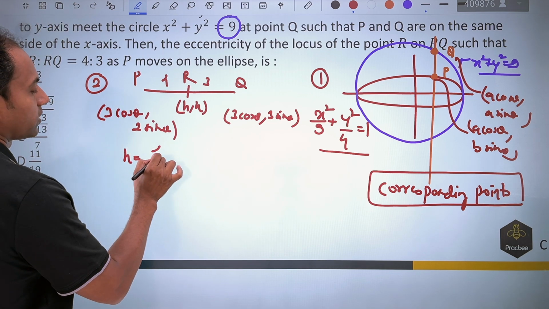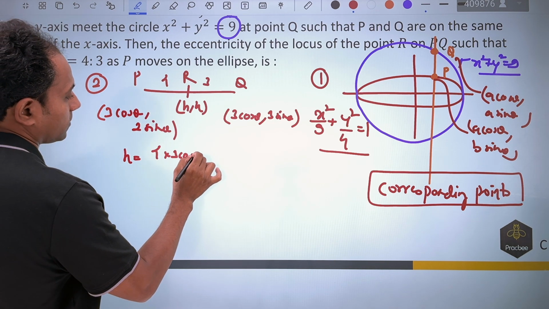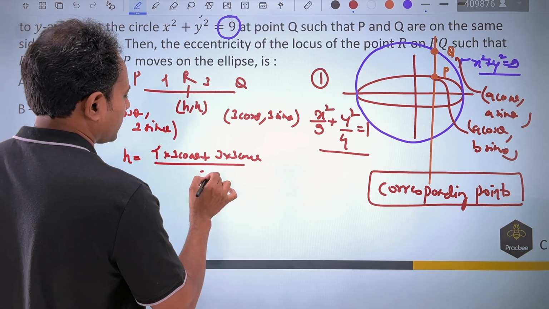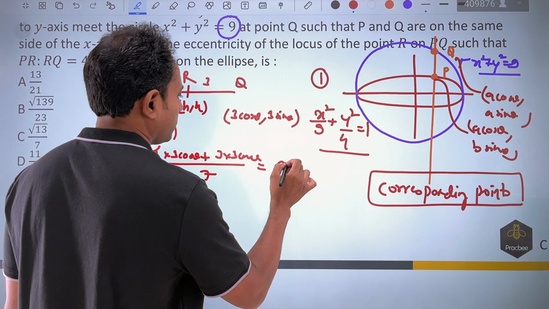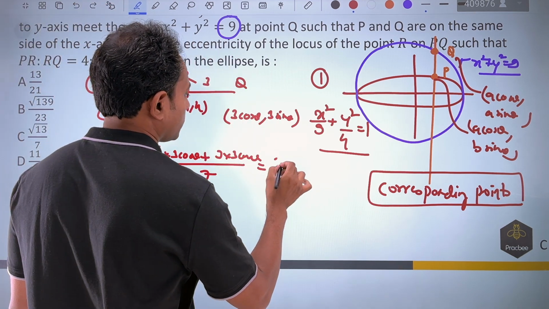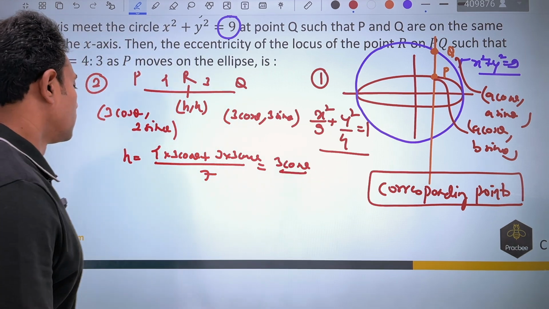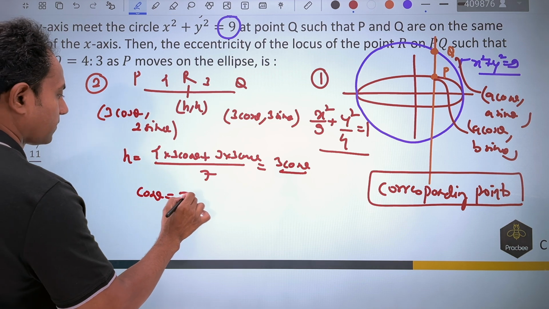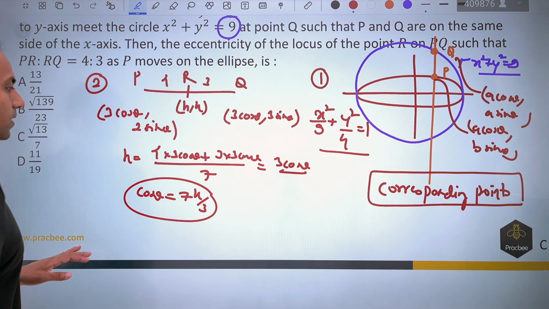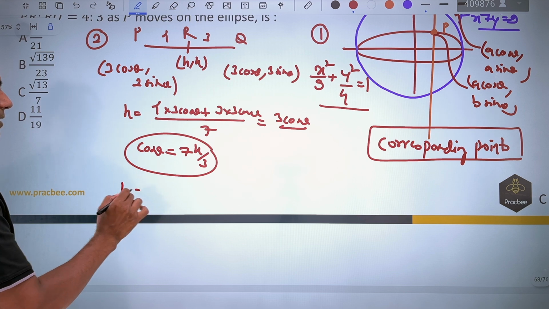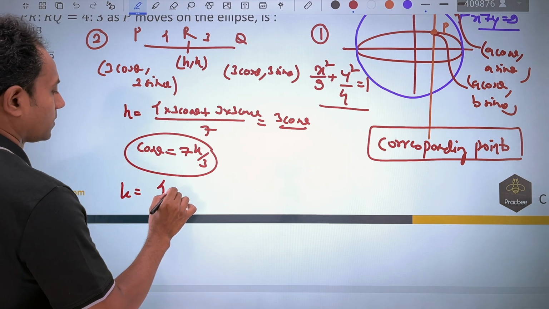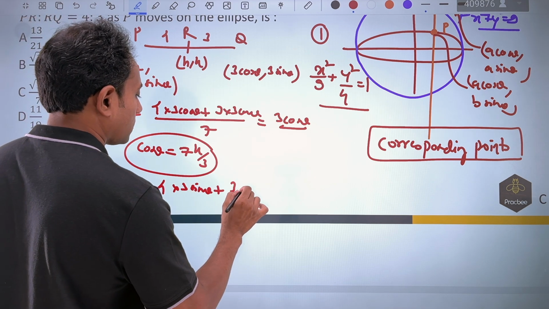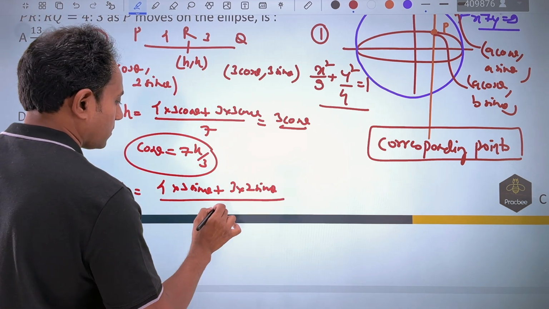So this will become 4 times 3 cos theta plus 3 times 3 cos theta by 7, and since it is a vertical line, the x coordinate will not change anyway. So this will become 3 cos theta. If I want to find the value of, you can see that cos theta from here would be nothing but 7h by 3. Similarly, if I do it for the y coordinate, k I can write as nothing but 4 times 3 sin theta plus 3 times 2 sin theta by 7.